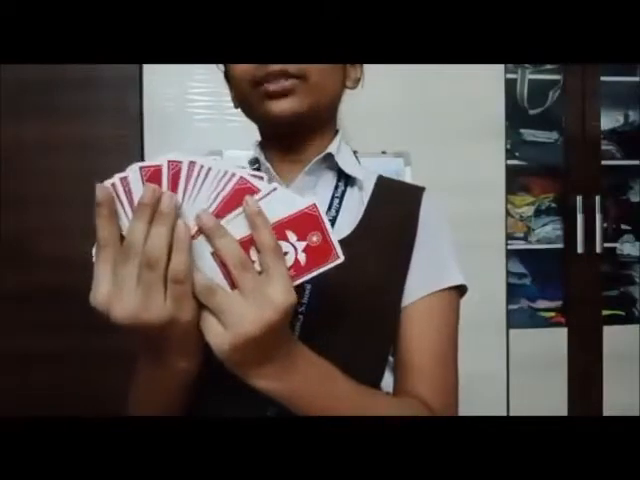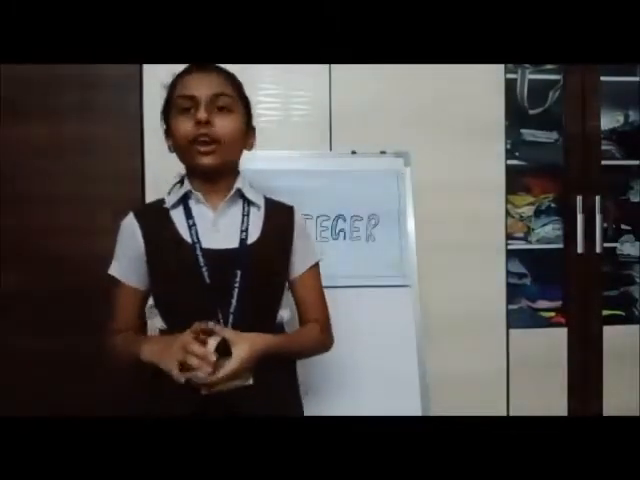Now, let's play a game which I like to call integer war. So, I have a set of cards here. I have a deck of cards and I'll think of an even number. 4. So, let's remove 4 cards from this pile. 1, 2, 3 and 4. Now let's divide these 4 cards into 2 piles. Like so. So let's name these piles pile A and pile B.